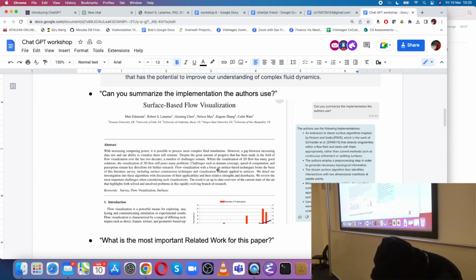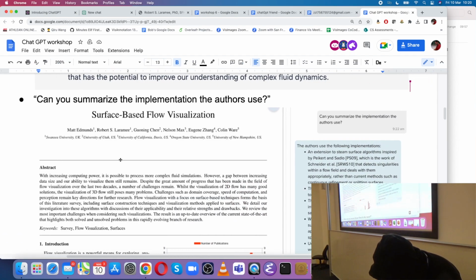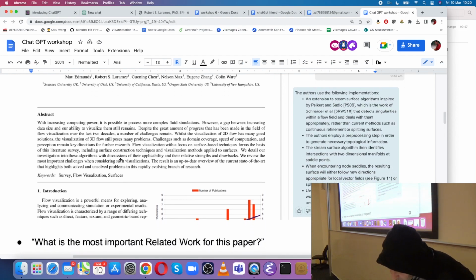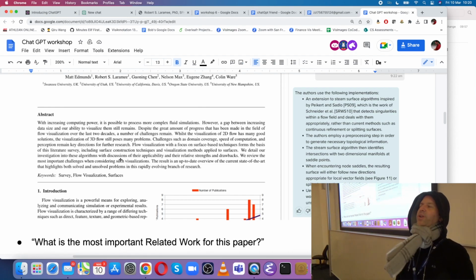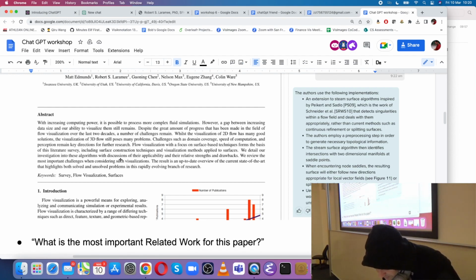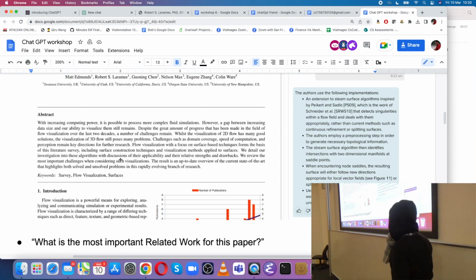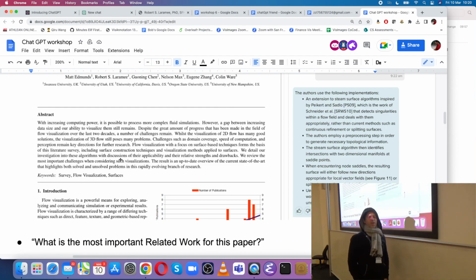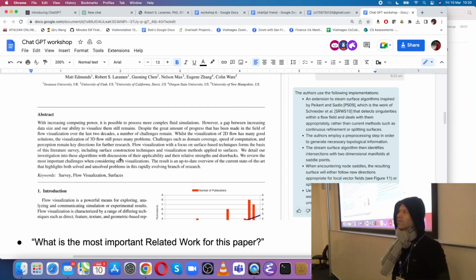Okay. I guess I should zoom in some more here. The authors use the following implementations. Okay, so actually that question doesn't make sense for this paper. If you wanted to really answer this question, how do you implement a literature survey? You'd have to describe the process by which you searched for papers. You say, this is how we searched for the papers.